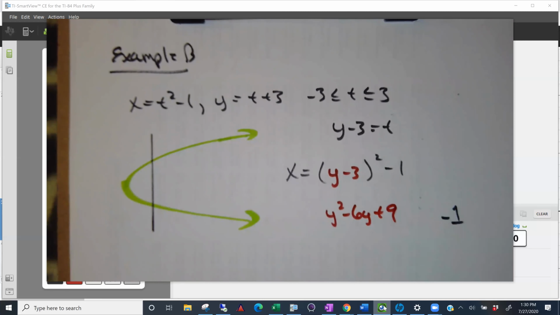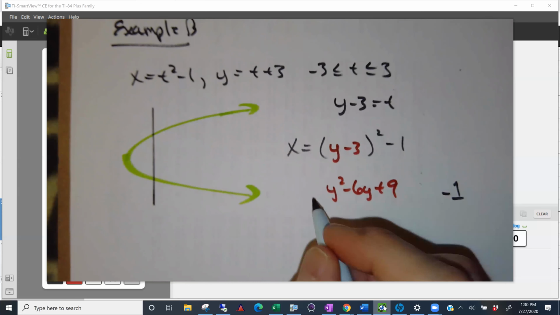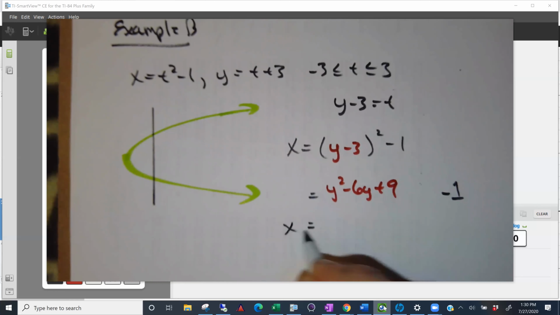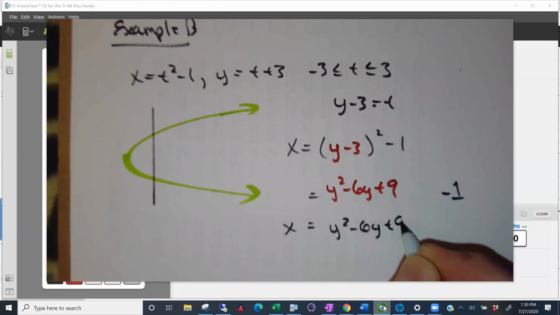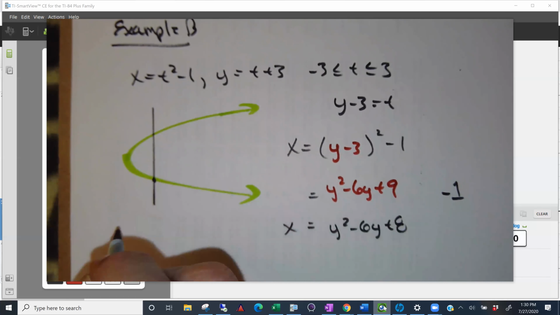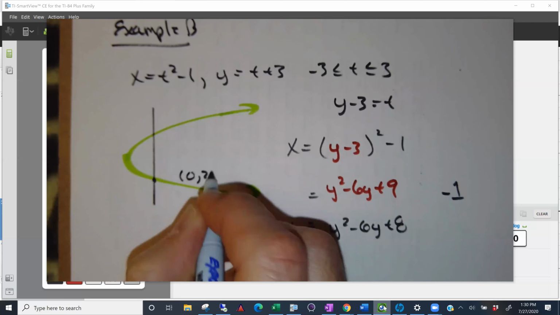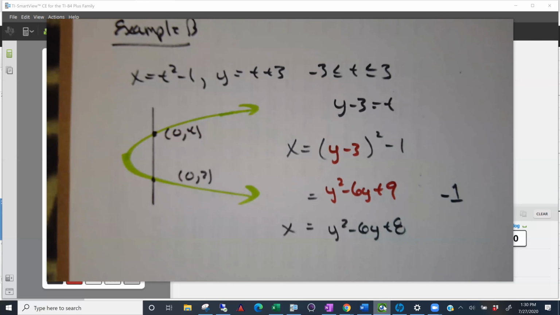Minus 6y, right? Sorry, yeah, y. It's okay. It's force of habit. I got you. But thank you both. So completing this, it's x equals y squared minus 6y plus 8. All right. And that's going to mean that if you factor this, this would have roots at 2 and 4. All right, that's nice.